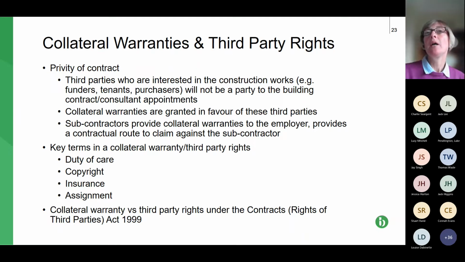Similarly, where you have tenants and purchasers, if there's a defect, one will be responsible for remedying that defect as between them, and that is the only one, because it's the only one who will genuinely have suffered a loss, who will be able to make a claim under the warranty.